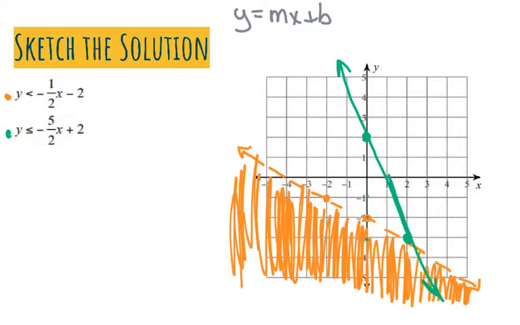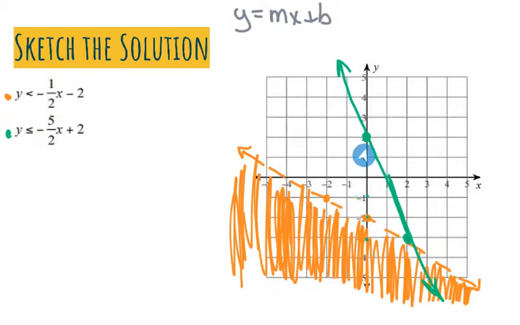So now my next part is to figure out my shading. Again, my y is less than negative 5/2 x plus 2. So I can either pick any point on the coordinate plane and see if it's true or false. For example, if I put in the point 0, 0, I'd get 0 is less than or equal to 2. So that is true. So I know that that point is a true solution. So that's where it's going to be shaded.